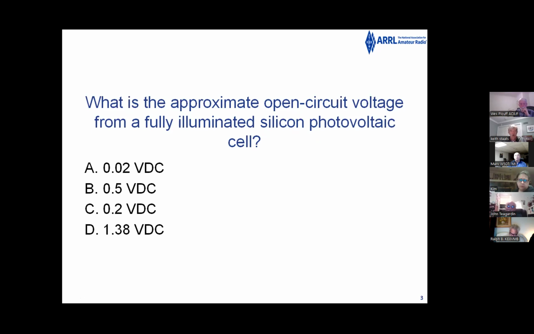While this is just plain memorization, what is the approximate open circuit voltage from a fully illuminated silicon photovoltaic cell? A solar cell. A single solar cell. Each cell is actually a diode, so that's why they talk about it open circuit. And this is just plain memorizing.